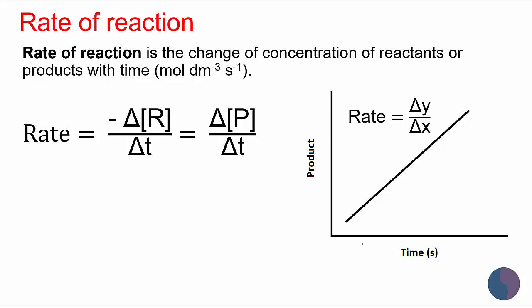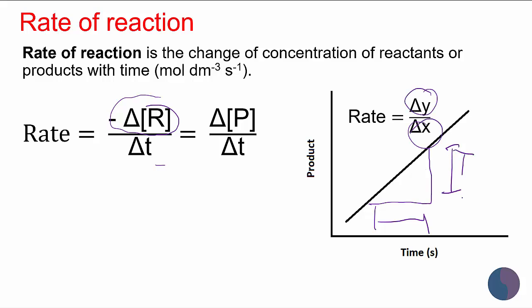So the rate of reaction is either the decrease in concentration of reactants over time, or the increase in products over time. And the way we measure that is from the graph. We'll take the gradient, so that'll be the change in products over the change in time. So rise over run, so delta y on delta x. So this is the delta y, this is the delta x over here. So that's how you do the rate of reaction.